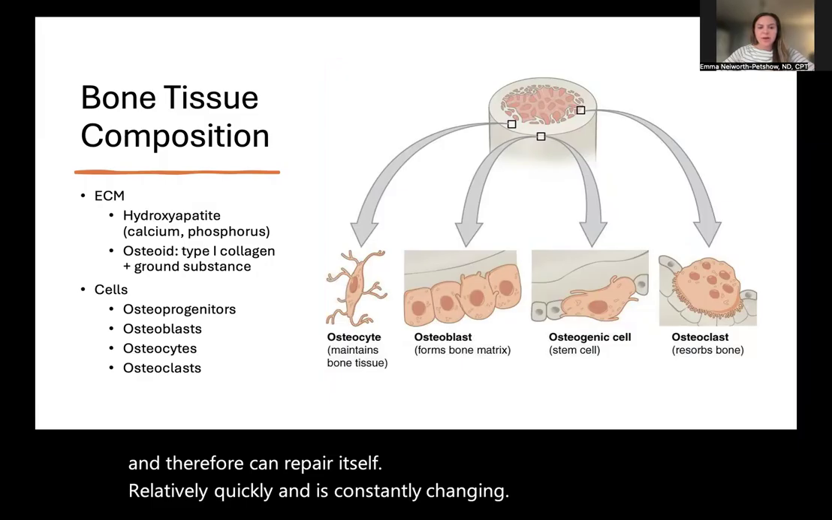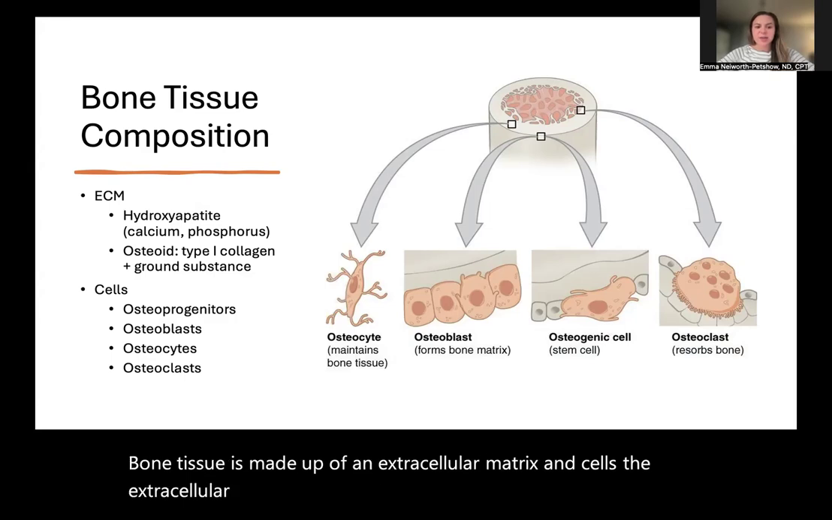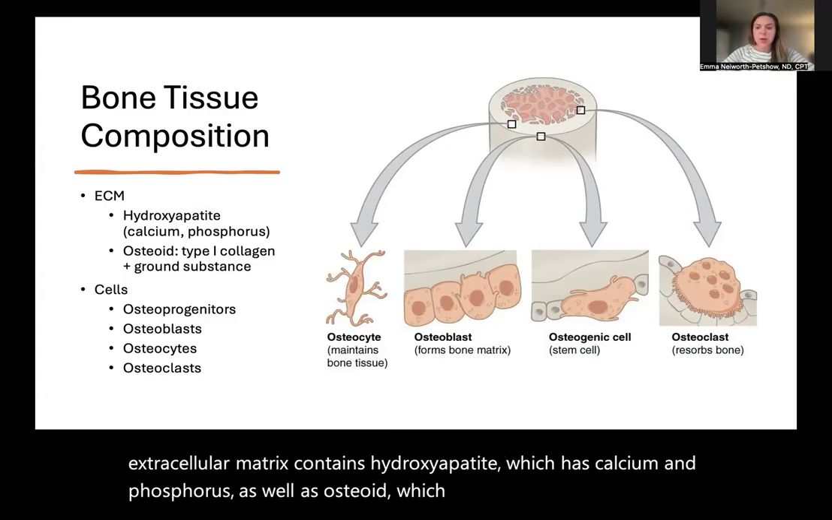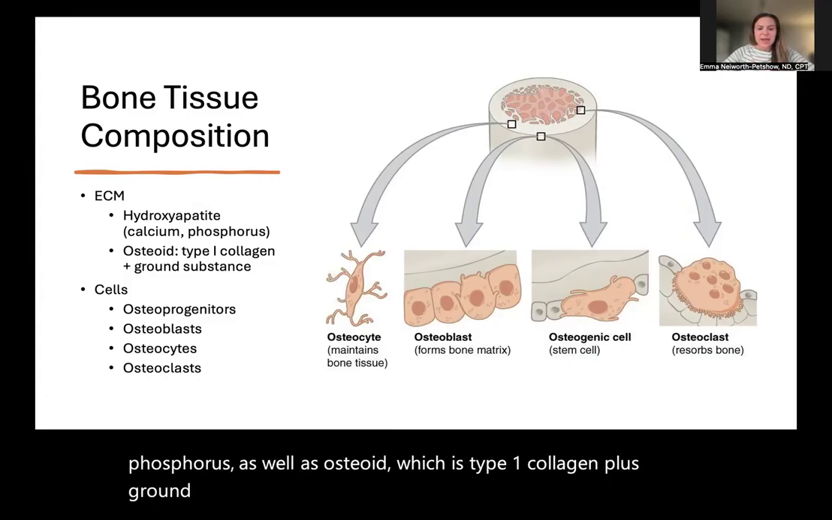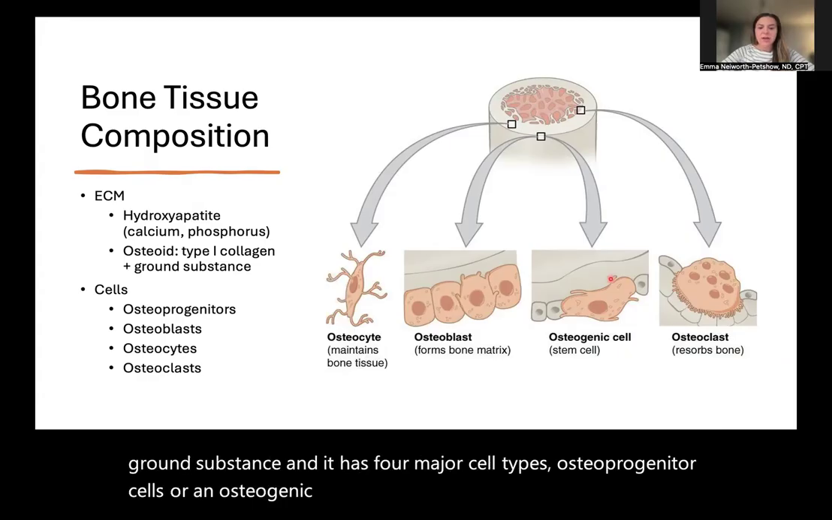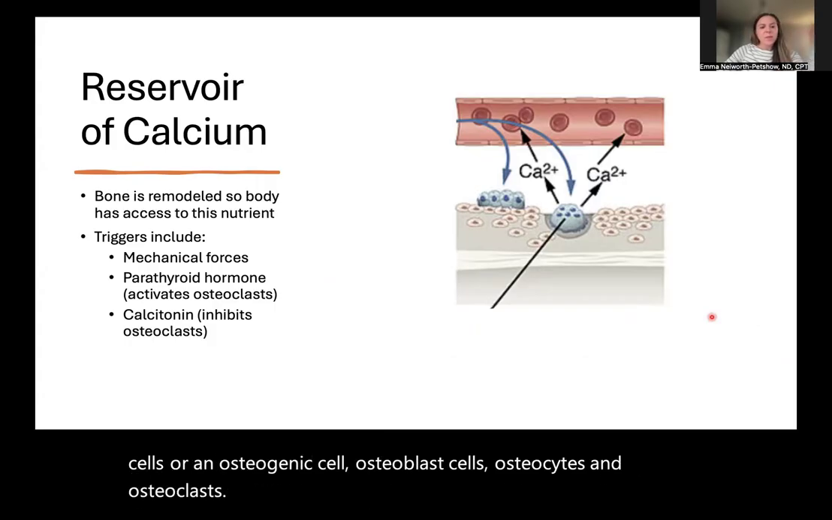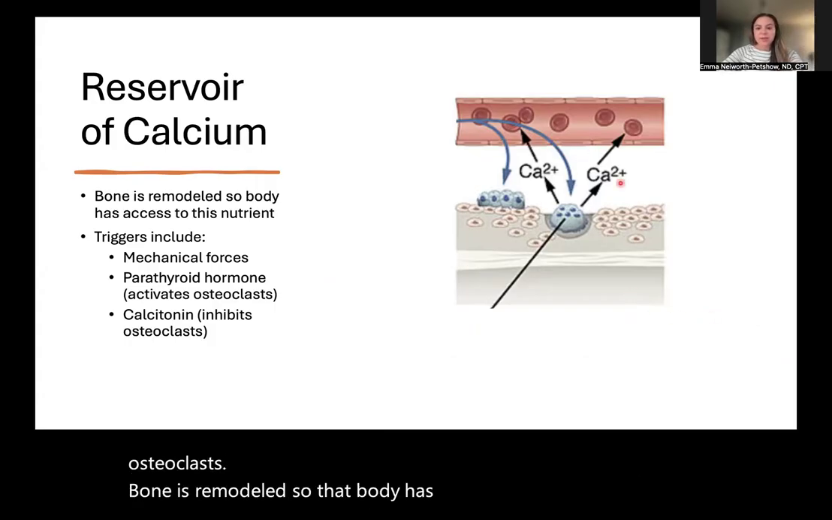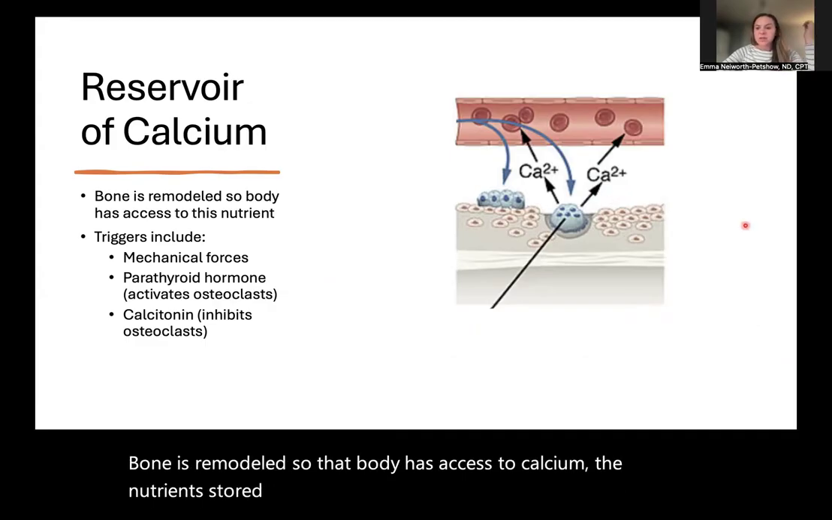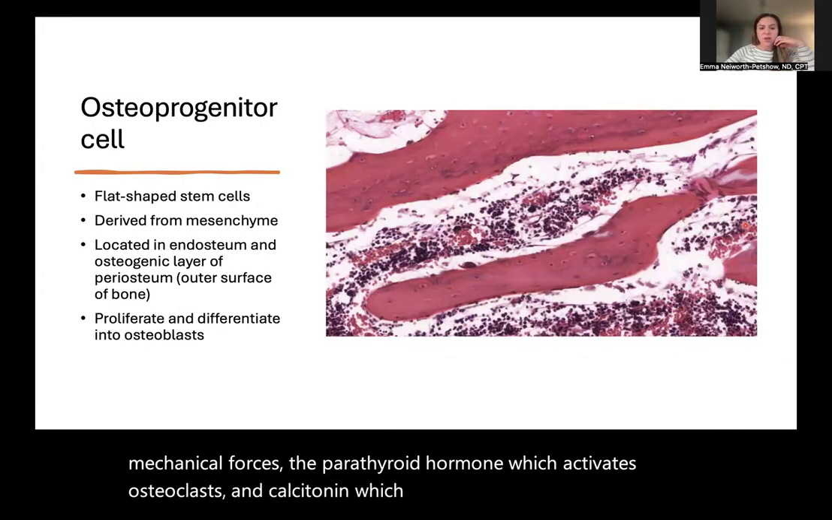Bone tissue is made up of an extracellular matrix and cells. The extracellular matrix contains hydroxyapatite, which has calcium and phosphorus, as well as osteoid, which is type 1 collagen plus ground substance. And it has four major cell types: osteoprogenitor cells, or osteogenic cells, osteoblasts, osteocytes, and osteoclasts. Now, bone is remodeled so that the body has access to calcium, the nutrient stored within, and triggers for remodeling could be mechanical forces, the parathyroid hormone, which activates osteoclasts, and calcitonin, which inhibits osteoclasts.